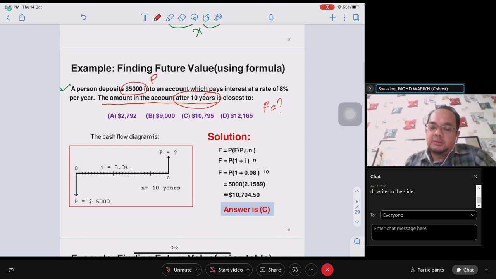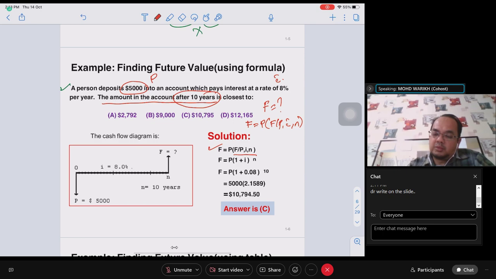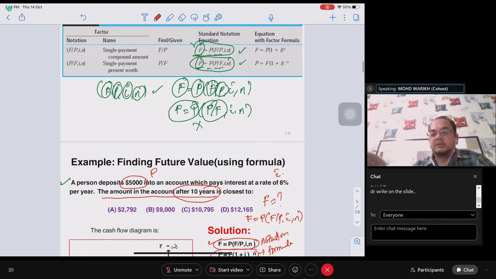That means you have to find F equal to P, which is given, F over P, I, N. Same as this one. So if you use the formula, this one is a formula. This one is the standard factor notation. Look at the slide above earlier. You use this formula, and this one is the factor notation.